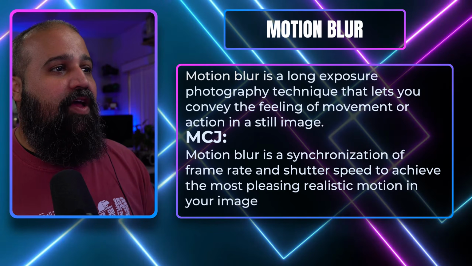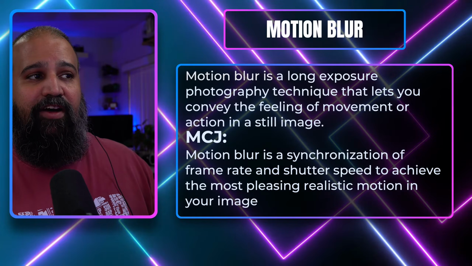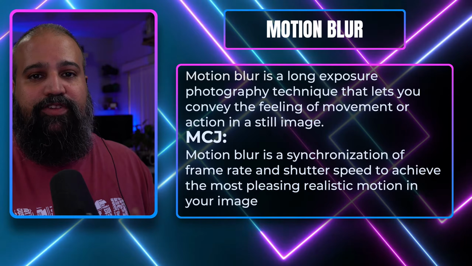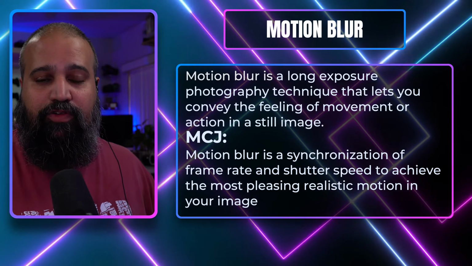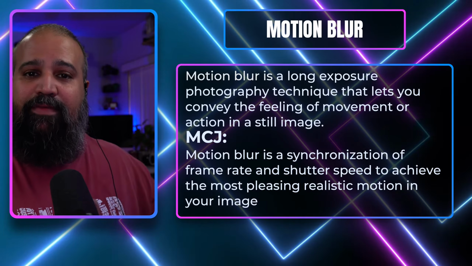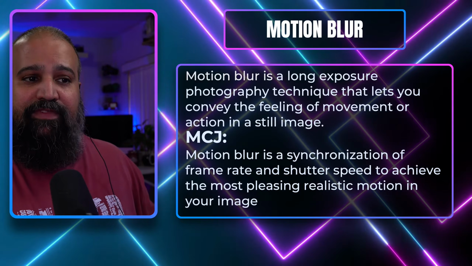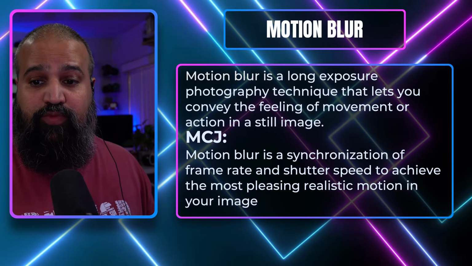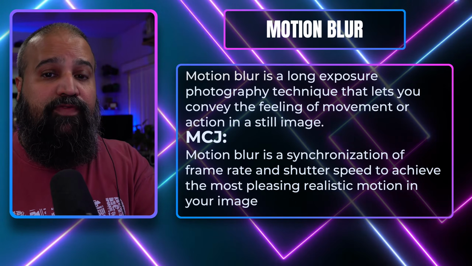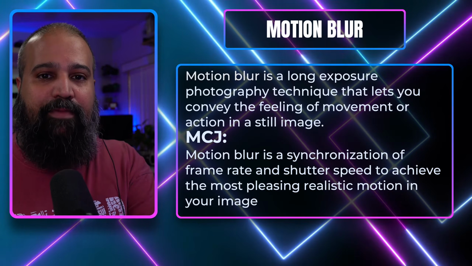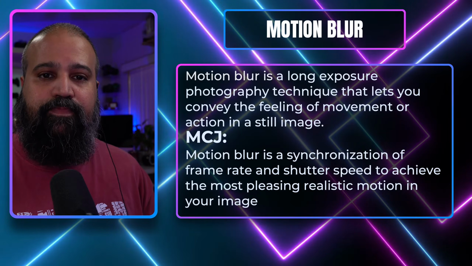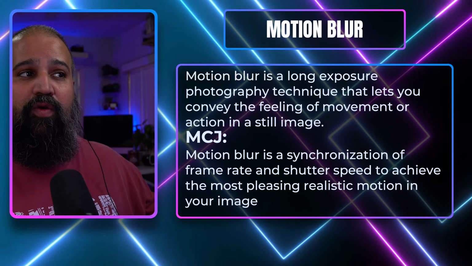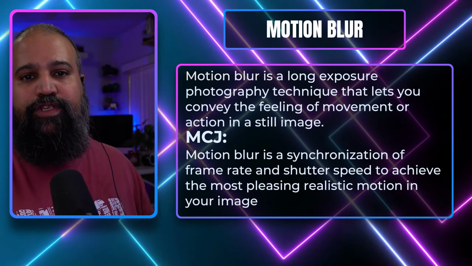Okay, so motion blur is a synchronization of frame rate and shutter speed, achieved at its most pleasing realistic motion in your image. So that goes right back to shutter angle. Shutter angle at the time of building the cinema cameras could have been an easier way of understanding, to just set it and forget it, which is why a lot of people gravitate to videography or cinema type cameras. But when it comes to the hybrid cameras that we're dealing with now, we just need to have a bit of understanding of how the shutter angle relates to the shutter speed.